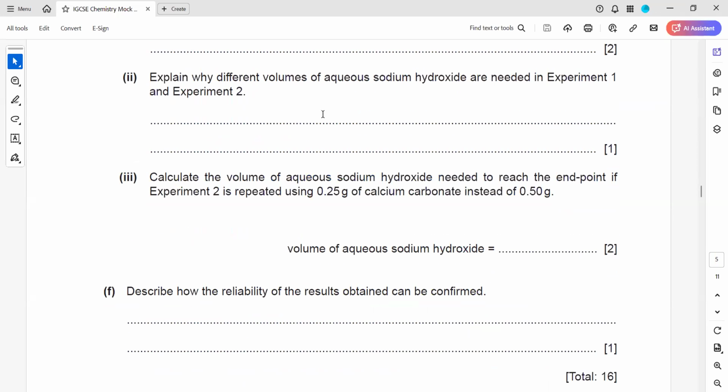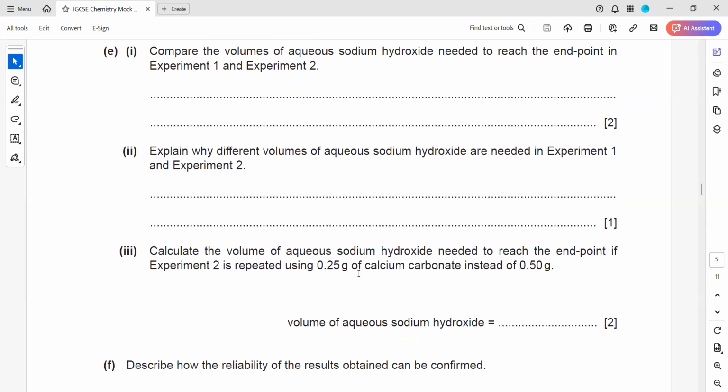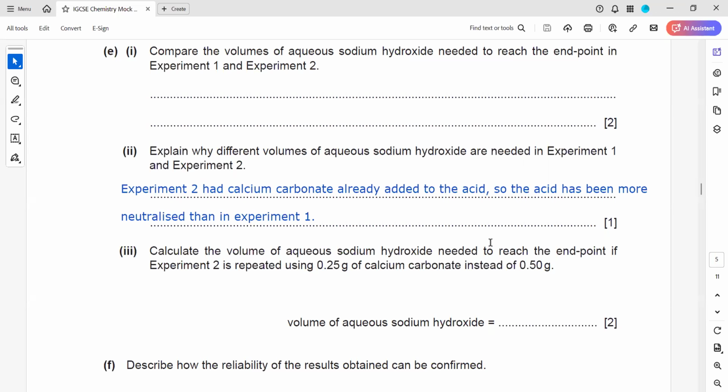Why are different volumes of sodium hydroxide needed in experiment 1 and 2? In experiment 2, calcium carbonate reacted. So some of the hydrochloric acid is reacted with calcium carbonate in experiment 2. That's why we need a different amount.